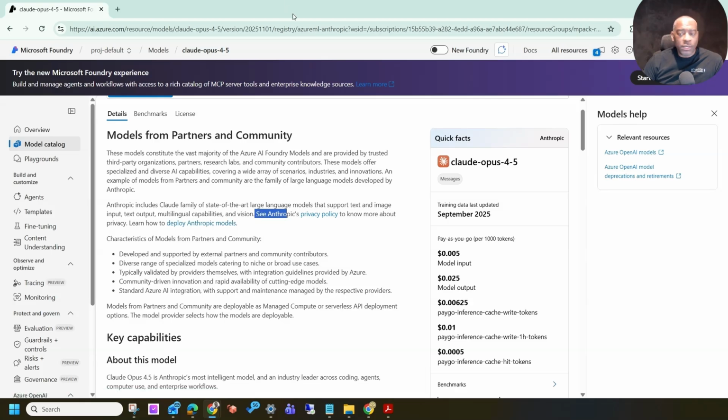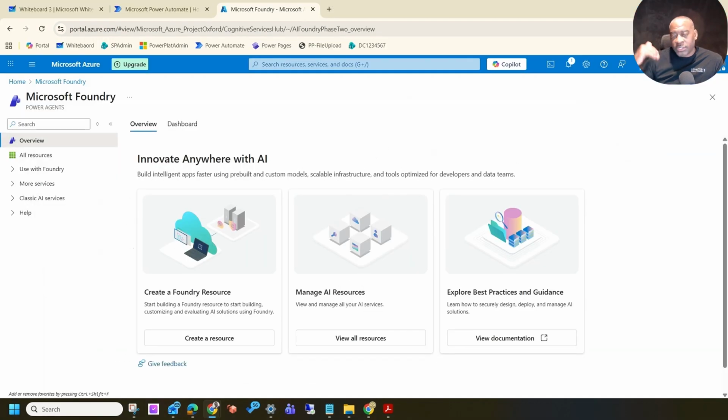Okay, in the next video, let's go ahead and start with setting up our Microsoft Foundry from scratch in a tenant. This is going to be a tenant where I do have a subscription enabled. I do have a default resource group enabled. And now we're about to start with the deployment of Microsoft Foundry.